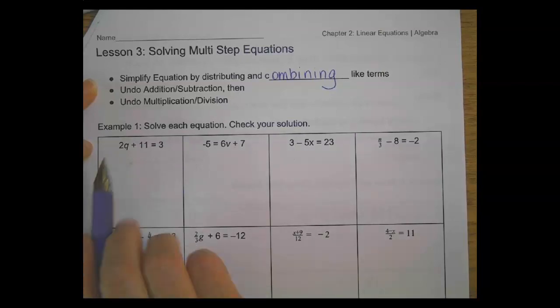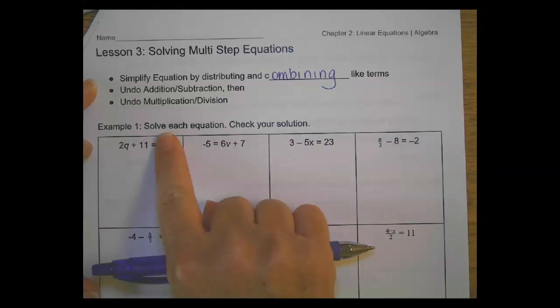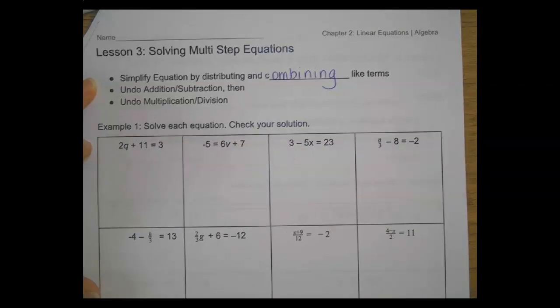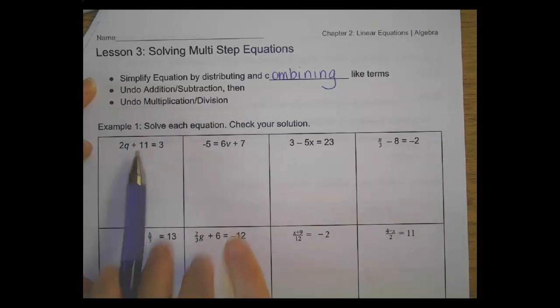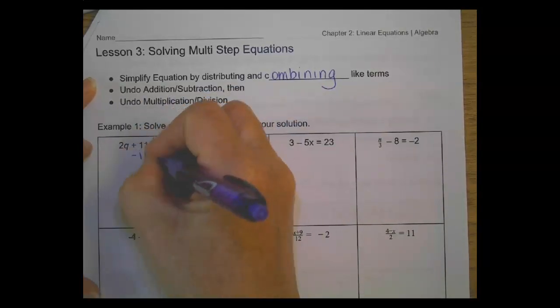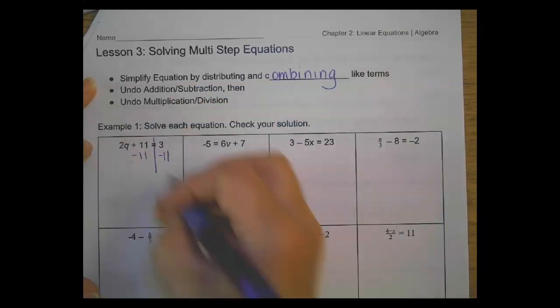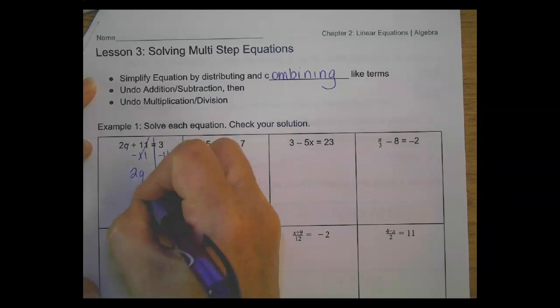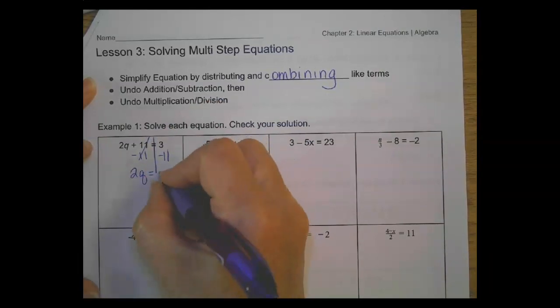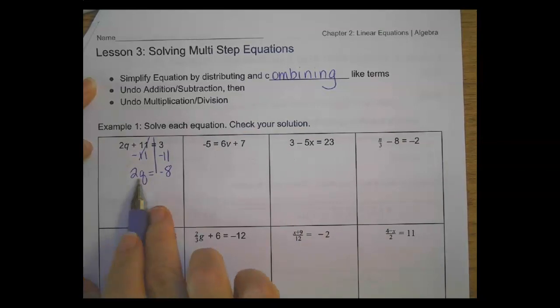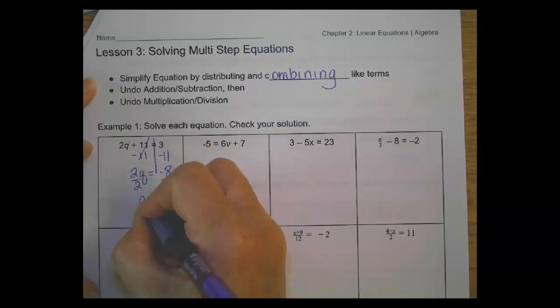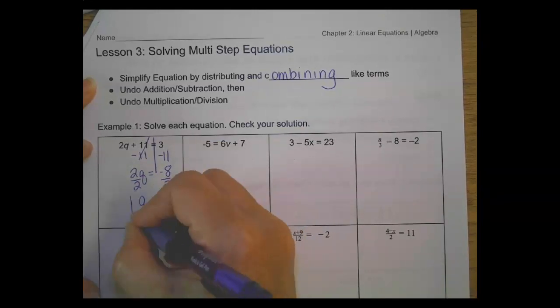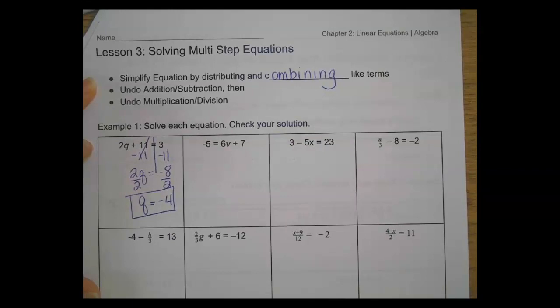On this one, I'm solving for Q. So again, I don't even look at this side over here. My first step says there's nothing to simplify, so I'm going to undo addition or subtraction. Since this is addition, I am going to subtract 11 from both sides. When I do so, the 11 cancels out, and I'm left with 2Q is equal to negative 8. This is our next step. So 2 times Q. To undo multiplication, I'm going to divide both sides by 2. So Q equals negative 4. Again, make sure you have your calculators out.